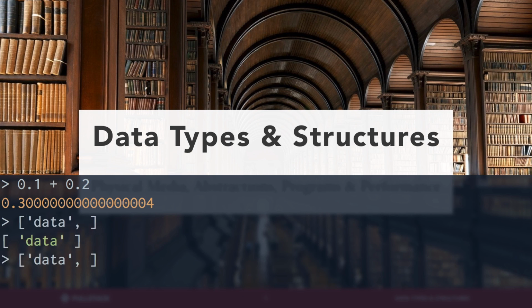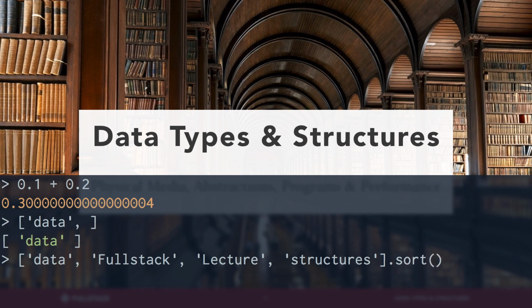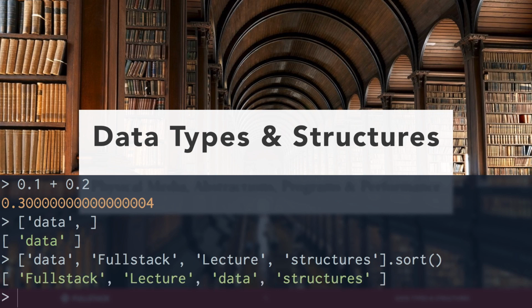Maybe not what you were expecting. If I have an array of strings such as data and full stack lecture and structures, and we call the native JavaScript sort function here, then you might expect, well, DFLS, it looks like it's pretty much already alphabetical, and yet what we see is that it sorts capitals first. So that's interesting. Wonder why that could be the case.